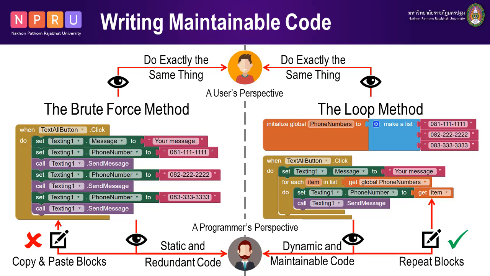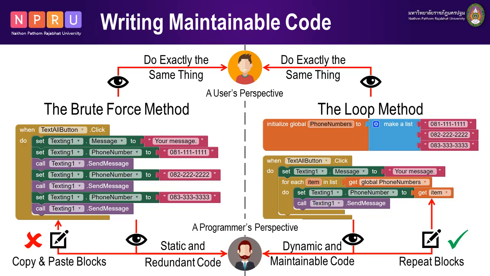With the for each solution, we can change the list of people who receive the SMS text by modifying only the list variable. We don't need to change the logic of our program, the event handler, at all. Contrast this with the brute force method, which requires us to add new blocks in the event handler when a new person is added. Any time we modify a program's logic, we risk introducing bugs.